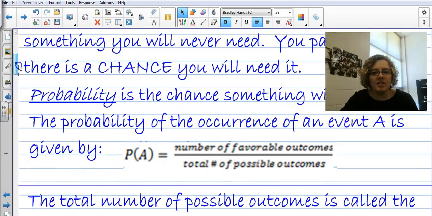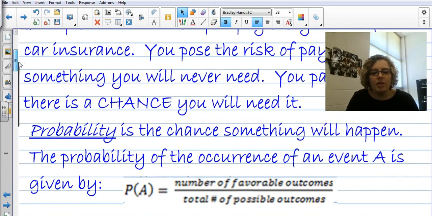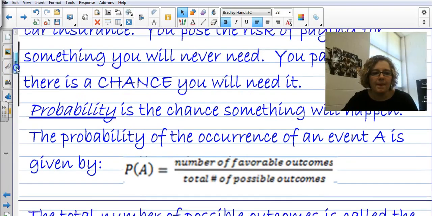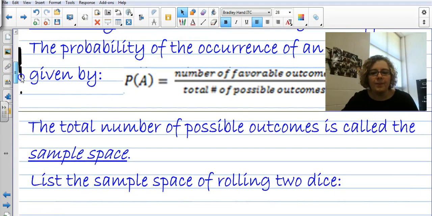Probability is the chance something will happen. The probability of the occurrence of event A is given by P of A, which means the probability of event A equals the number of favorable outcomes over the number of total possible outcomes. So, the total number of possible outcomes is called the sample space.